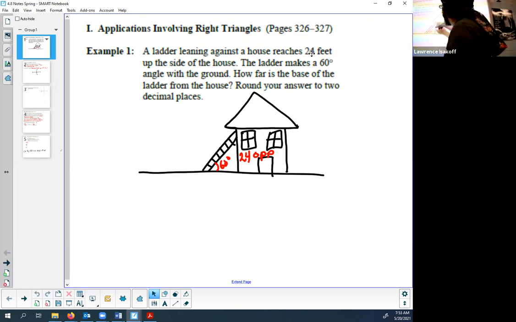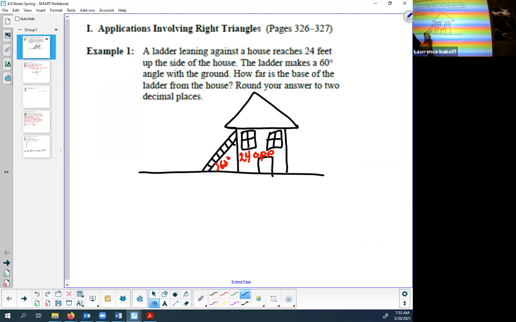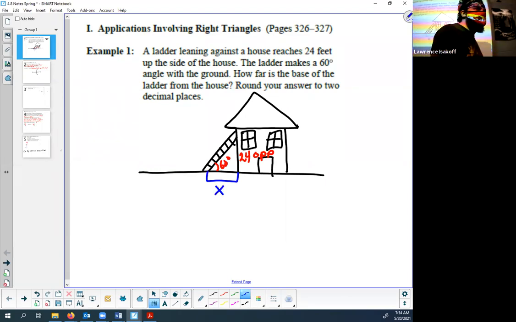So a ladder is leaning against a house that reaches 24 feet up the side of the house and makes a 60-degree angle with the ground. How far is the base of the ladder from the house? So the distance from the base of the ladder to the house would be right here along the ground. So I'm going to call that unknown X.